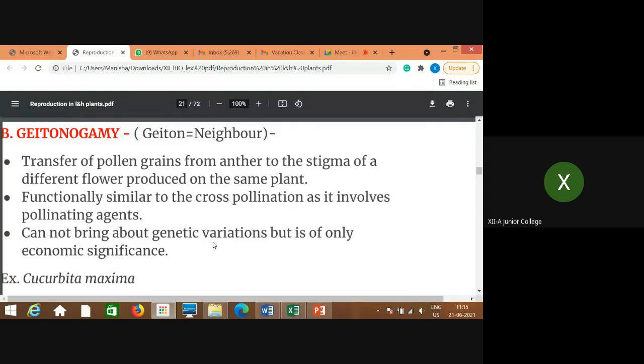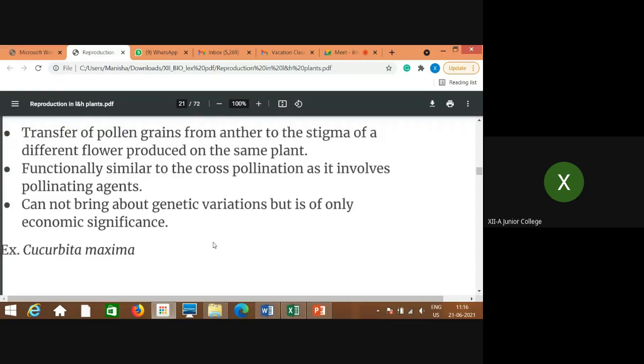So genetically also, as the parents are the same, obviously no such genetic variations are observed, isn't it? But very little. So this can be considered a type of cross pollination, though the plant is the same. Functionally it is similar to cross pollination. It requires agents like wind or even insects, because two different flowers are there, right? So transfer of pollen grains from anther to the stigma of a different flower produced on the same plant. So remember, in geitonogamy the plant is the same, the flowers are different.